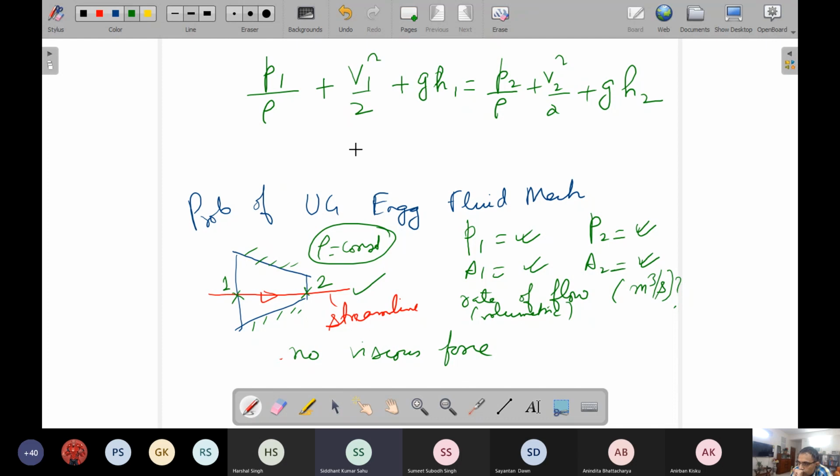Anything else? Irrotational flow. Assuming it to be irrotational. Do not bring that in. If we are considering a streamline, irrotational is not needed. So we have a streamline already, and on the streamline we have taken 2 points. We have considered no viscous force. Anything more is required to make this satisfy for this problem? So one is this one. Rho is locally constant. Incompressible.